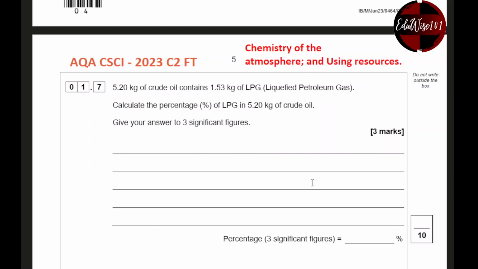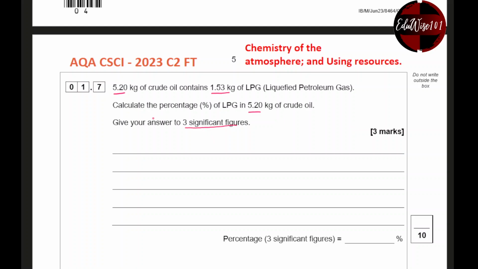(1.7) 5.2 kilogram of crude oil contains 1.53 kilogram of LPG, liquefied petroleum gas. Calculate the percentage of LPG in 5.2 kilograms of crude oil. Write your answer to 3 significant figures. So you're going to get 1 mark for writing your answer, even if it's the wrong answer, if you write it in 3 significant figures, you should get a mark there.